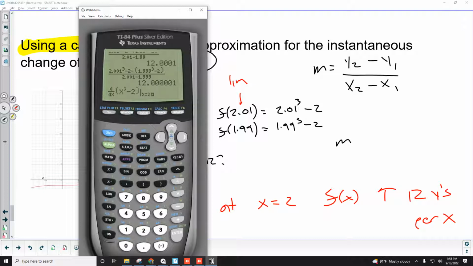We expect to see the number 12, right? Because if I use points closer and closer to 2, eventually my calculator is going to stop rounding and it's going to give me 12. Well, I press enter, and guess what my calculator gives me? Not 12 on the dot, 12.000001. What's that mean?